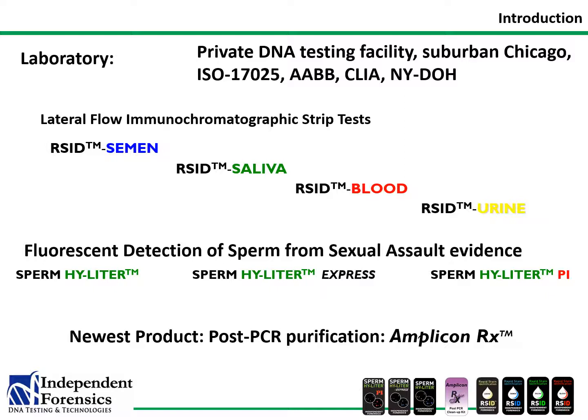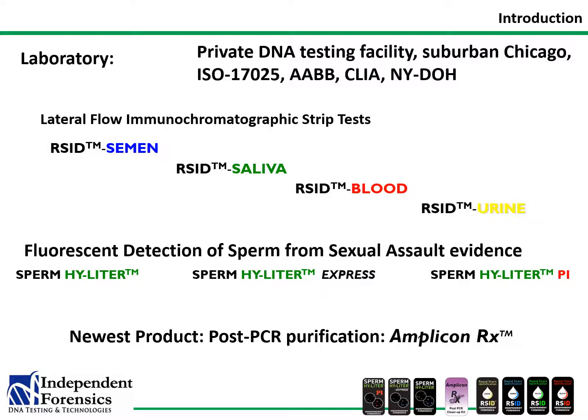Independent Forensics has developed a family of lateral flow strip tests: RSID semen, RSID saliva, RSID blood, and RSID urine. These are lateral flow strip tests for the screening of evidence.